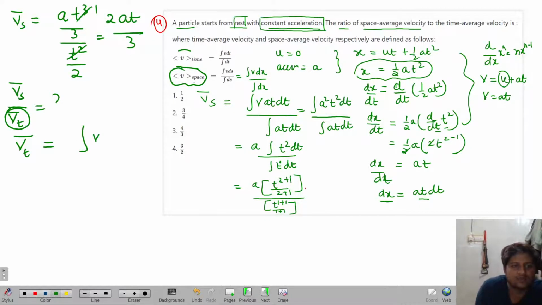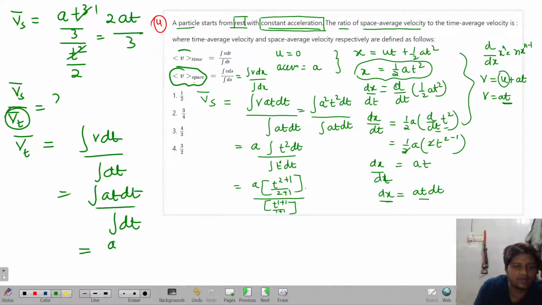What is it? V of dt divided by integral dt. Now look over here. What is velocity? Velocity again in terms of time. This is just simple at. So integral at dt divided by integral dt. Now look over here. Acceleration will come outside. This t to the power of 1 is there. So what will it become? T to the power of 1 plus 1 divided by 1 plus 1.